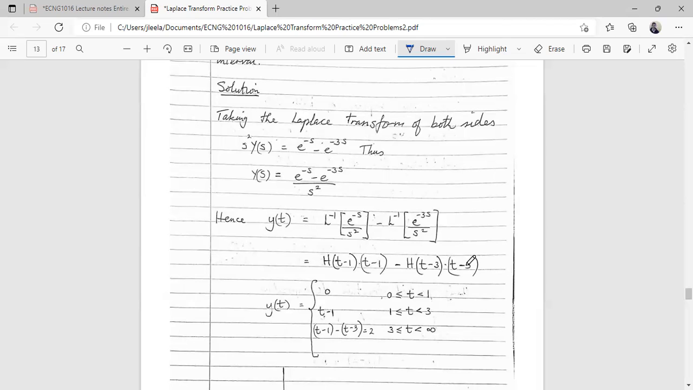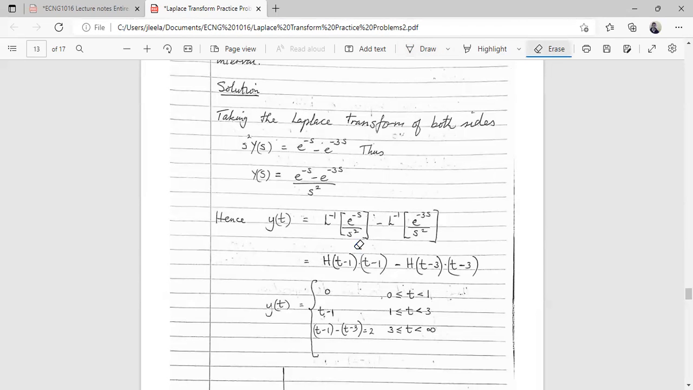So first of all, we could break up y(t) into 3 regions, right? Where t is between 0 and 1, so anything less than 1, this is 0 and this is 0. So 0 minus 0 is 0. So that is how the function is defined between 0 and 1. It's piecewise, so it's 0.